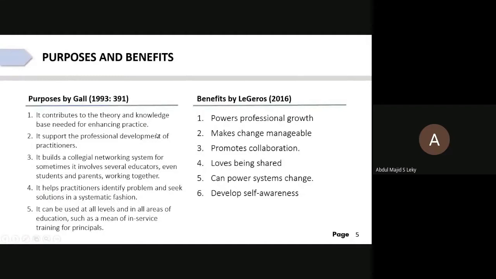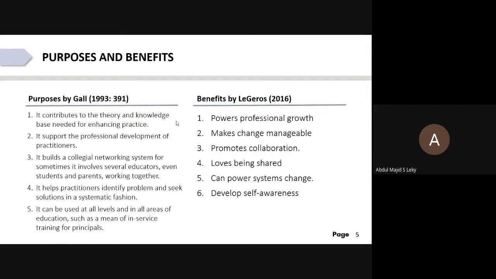The third is to promote collaboration. Of course, classroom action research also allows us to work together collaboratively and find solutions in the classroom process. Love being shared. So action research is basically a collaborative way to search for problems and to find solutions, and we can share with each other the solutions that we have found. And the fifth can power systems change.